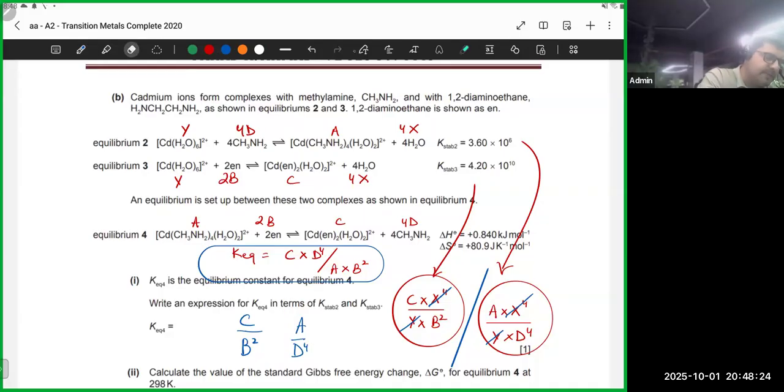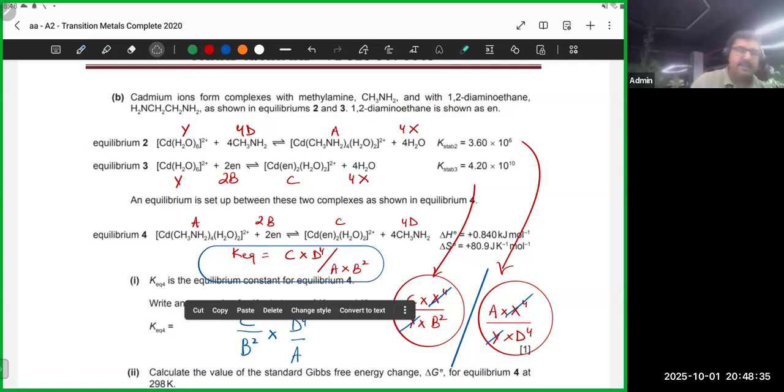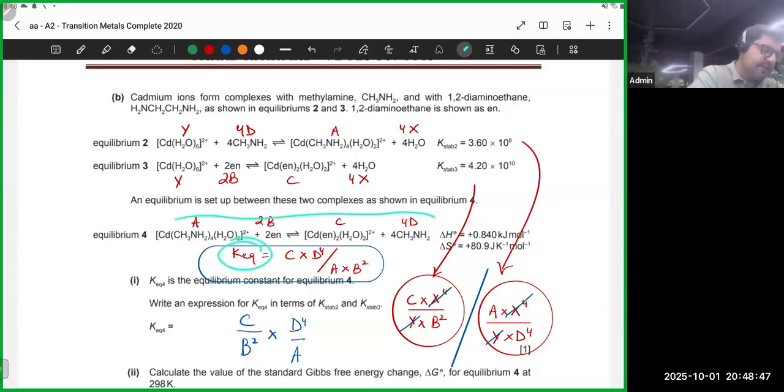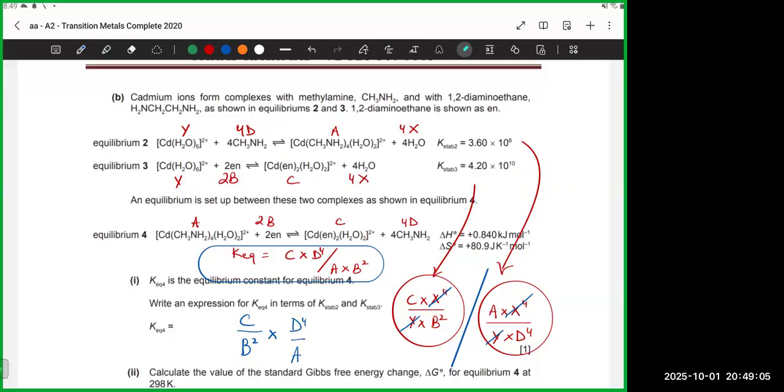The only thing you have to do is switch the other side, so that comes down and this comes up. And you can see I'm actually getting the same expression. So it's basically K stab 3 divided by K stab 2. If you take the K stab 3 expression and divide it by the K stab 2 expression, you get exactly the equilibrium 4 constant. Is that clear? Ishaq, Qasim, Ibrahim, is this clear? Yes, sir.